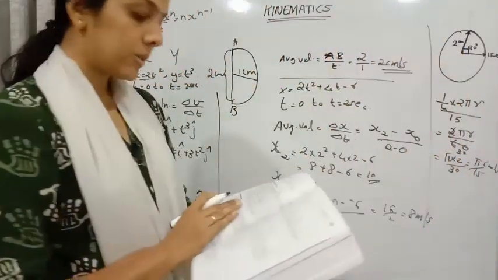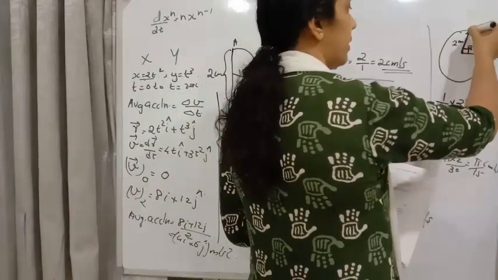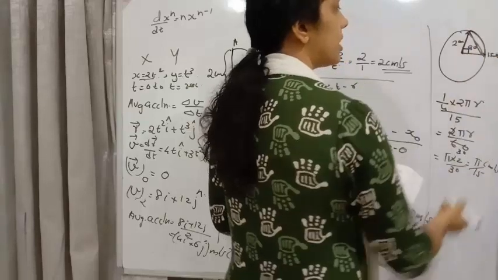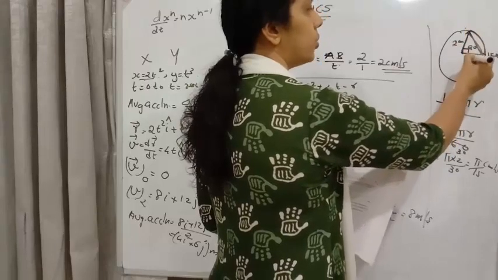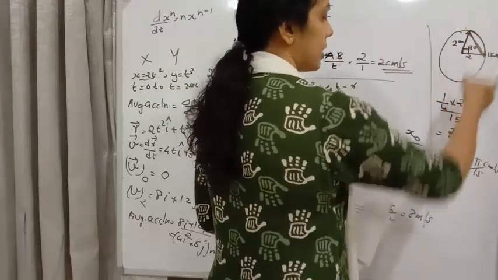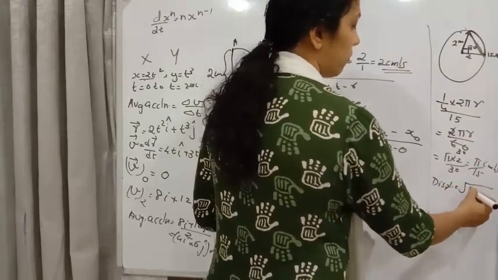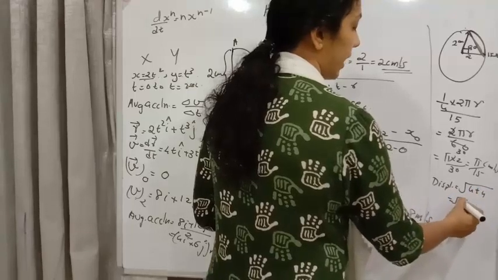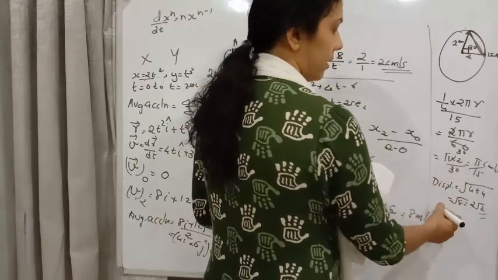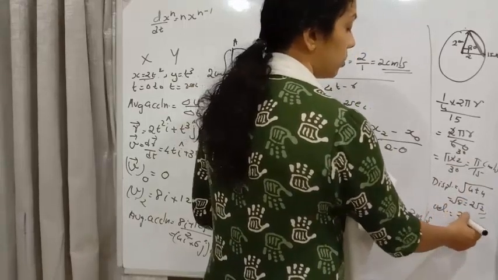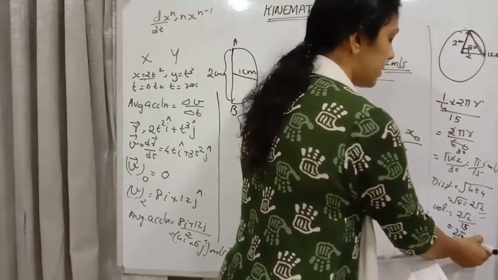And velocity, if we need to calculate, we should find out the displacement. Displacement is the shortest distance, meaning this distance. 2 and 2, applying the Pythagoras theorem, displacement will be equal to square root of 4 plus 4, that is root 8, which is 2 root 2. Now velocity will be equal to 2 root 2 divided by 15, so 2 root 2 by 15 centimeter per second.